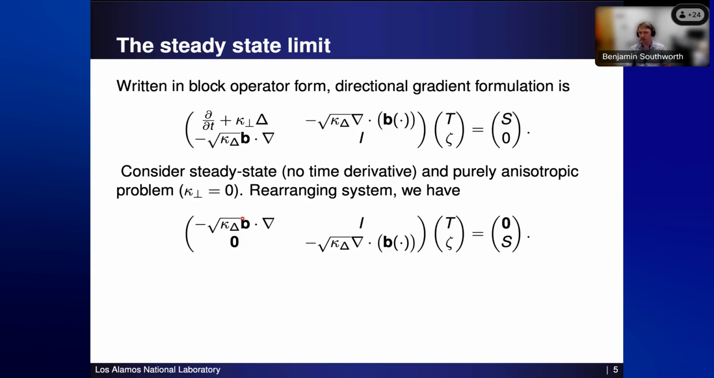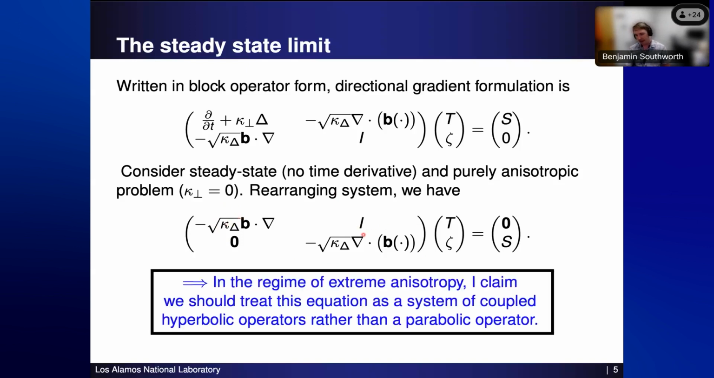And then we don't have to worry about the anisotropy. Instead, we solve these advection operators with separate techniques. So that's the big picture in this regime of extreme anisotropy. I am claiming that we should treat this parabolic equation as a system of coupled hyperbolic operators rather than a parabolic operator. And that's not a common thing to do.